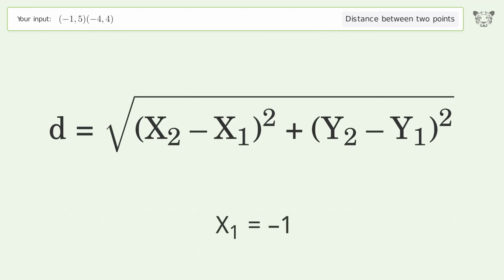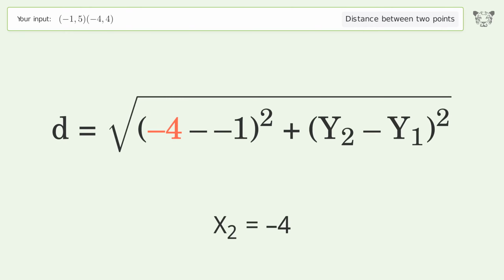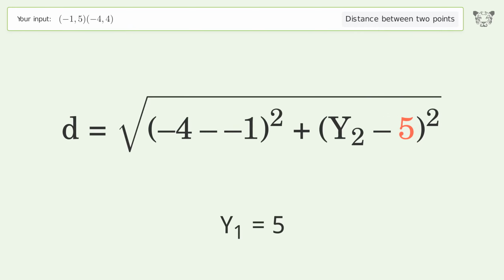x1 equals -1. x2 equals -4. y1 equals 5. y2 equals 4.